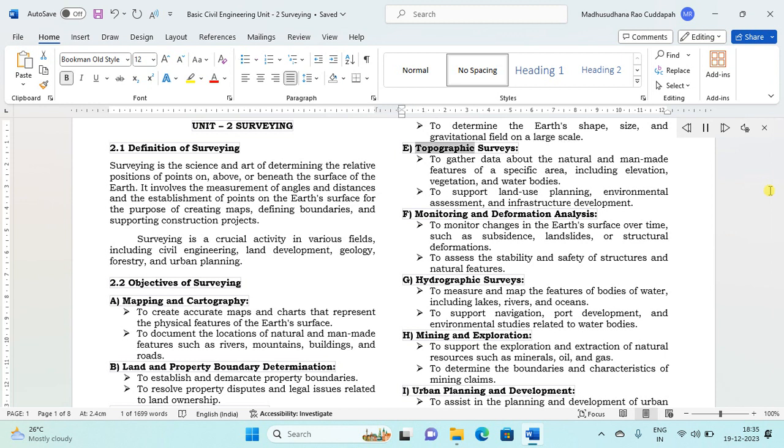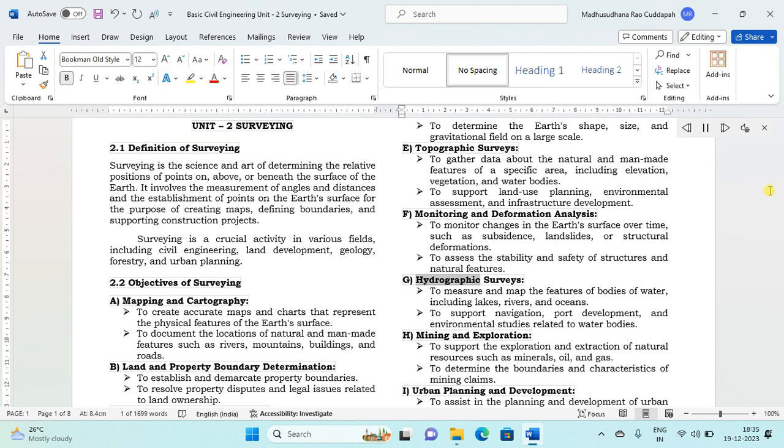E. Topographic surveys. To gather data about the natural and man-made features of a specific area, including elevation, vegetation, and water bodies. To support land use planning, environmental assessment, and infrastructure development. F. Monitoring and deformation analysis. To monitor changes in the Earth's surface over time, such as subsidence, landslides, or structural deformations. To assess the stability and safety of structures and natural features.